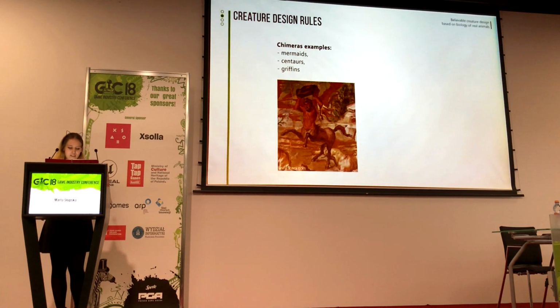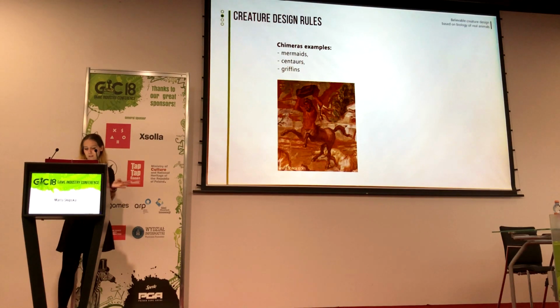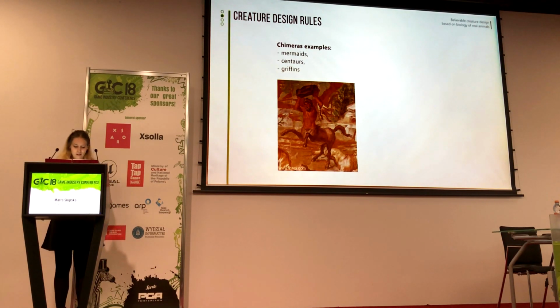So we can divide creature design into groups, and the first one is chimeras, which is when you take part of one animal and mix it with another one, but you are not changing it at all. For example, there are mermaids who are half human and half fish, centaurs half human and half horse, and griffins half lion and half eagle.